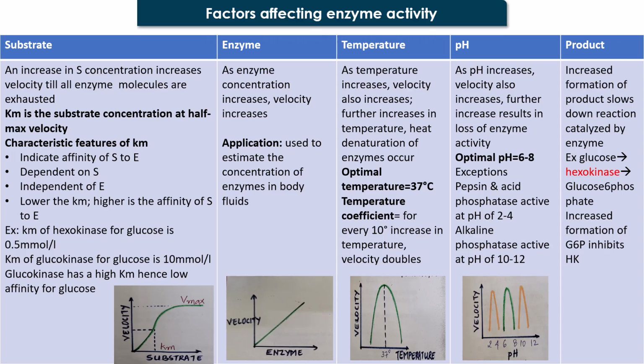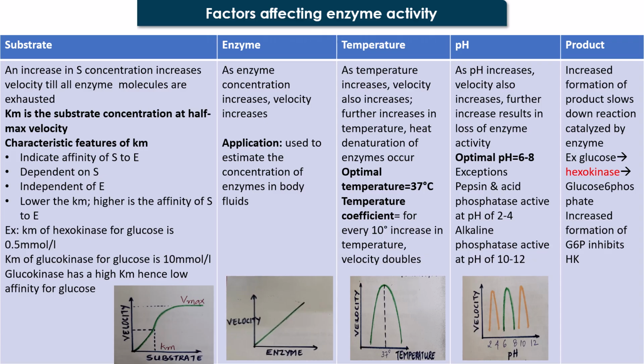The characteristic features of Km include: it indicates the affinity of the substrate to the enzyme. This is dependent on substrate concentration, but Km is independent of enzyme concentration. Lower the Km value, higher is the affinity of the substrate to the enzyme. For example, hexokinase has a Km of 0.5 millimole per liter for glucose, whereas glucokinase has a Km of 10 millimole per liter for glucose. So glucokinase has high Km value, hence low affinity for glucose.